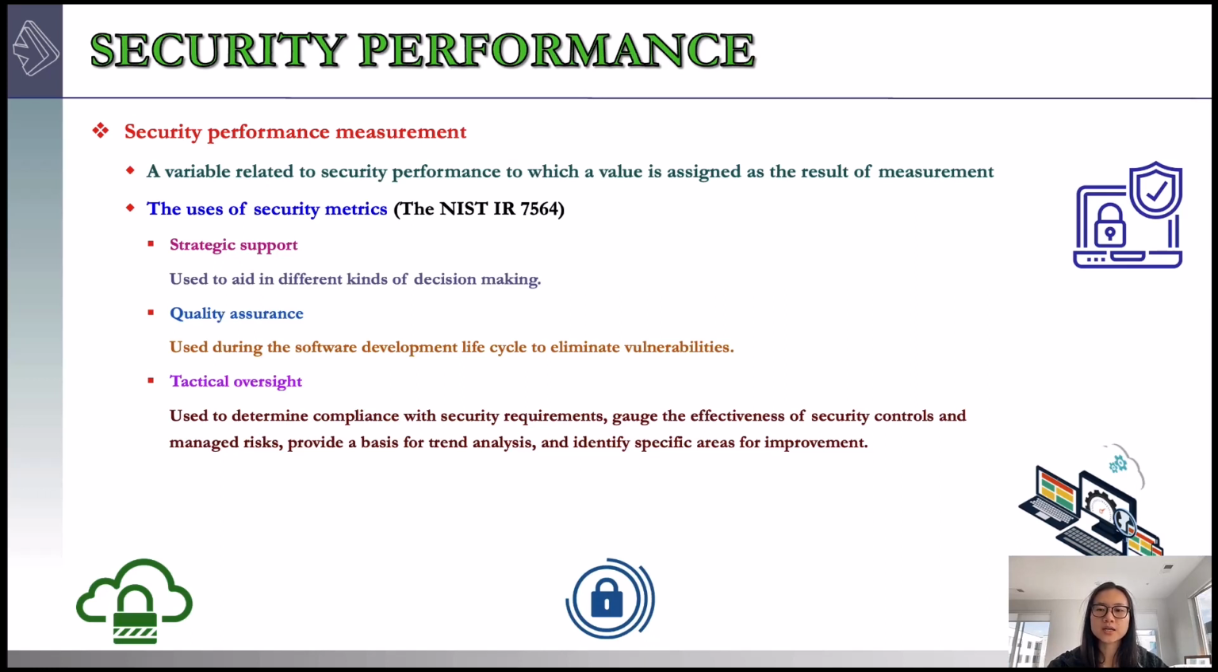The last area is tactical oversight. Monitoring and reporting of the security status or posture of an IT system can be carried out to determine compliance with security requirements, for example, policies, procedures, and regulations. Monitoring and reporting can also be carried out to gauge the effectiveness of security controls and manage risks, to provide a basis for trend analysis, and to identify specific areas of improvement.